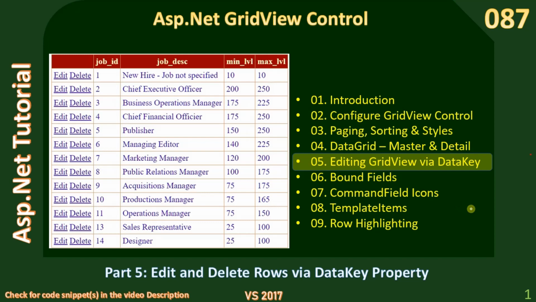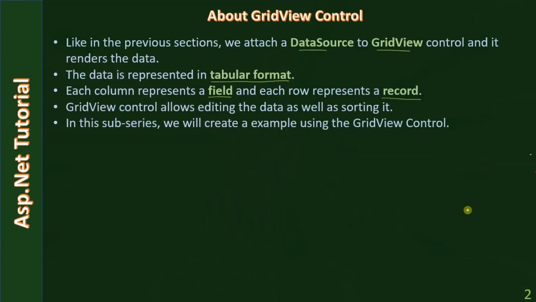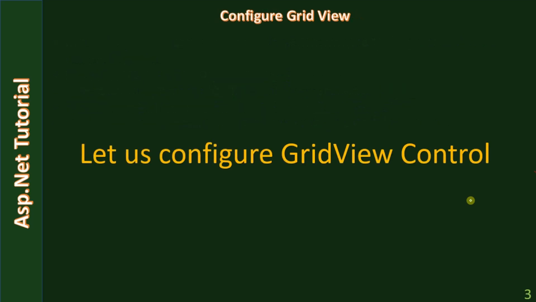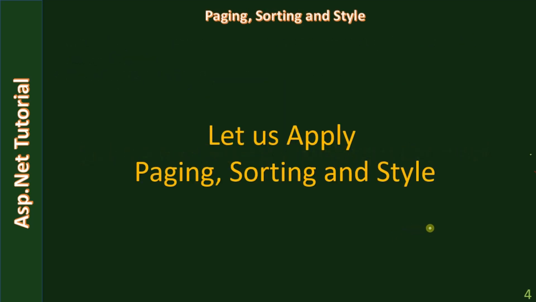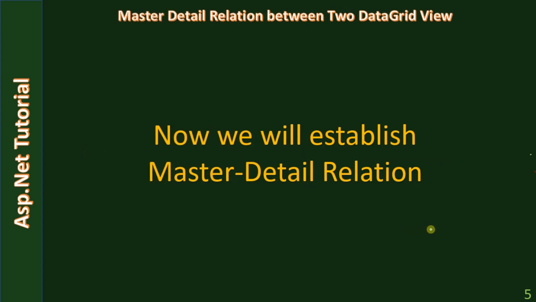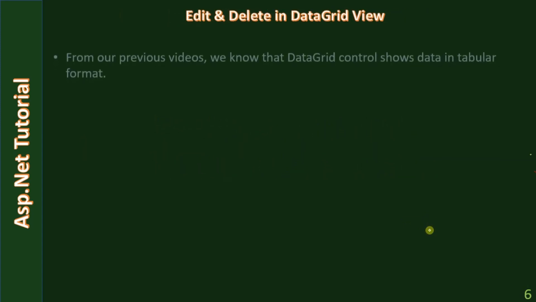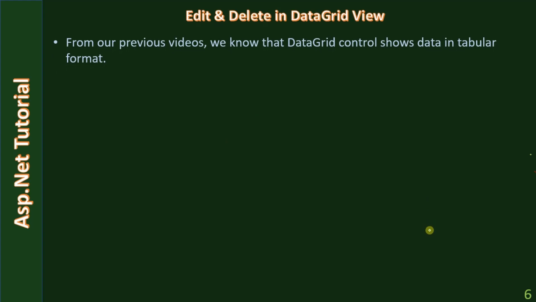In this video, we will see how to edit the data grid view records using the DataKey property. From our previous videos, we know that data grid control shows data in tabular format. From our previous video, you can now clearly know how the data grid view is presenting the data.